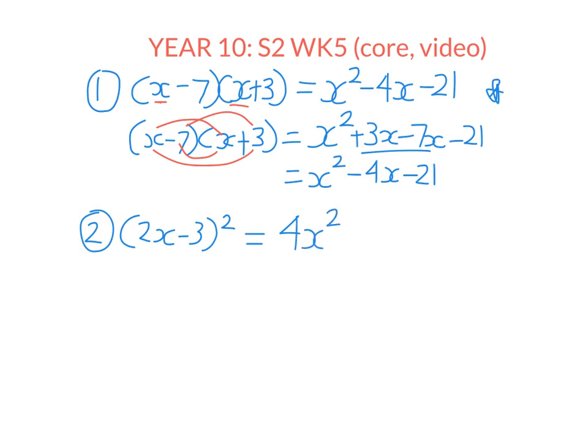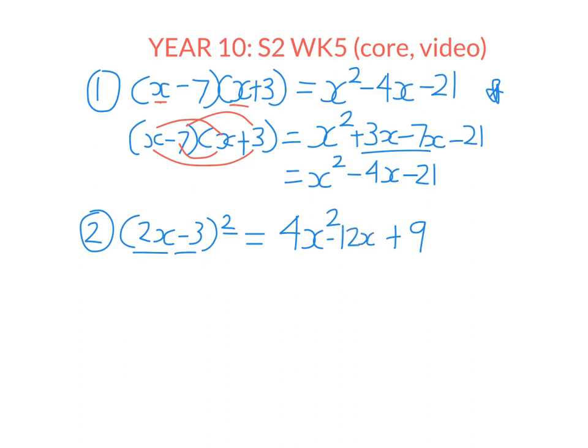You square the second. So minus 3 squared is positive 9. What goes in the middle is 2 times negative 3 times 2x. Double the product of the two terms inside the brackets. So 2 times negative 3 is negative 6, times 2x is negative 12x. And that is our final answer.